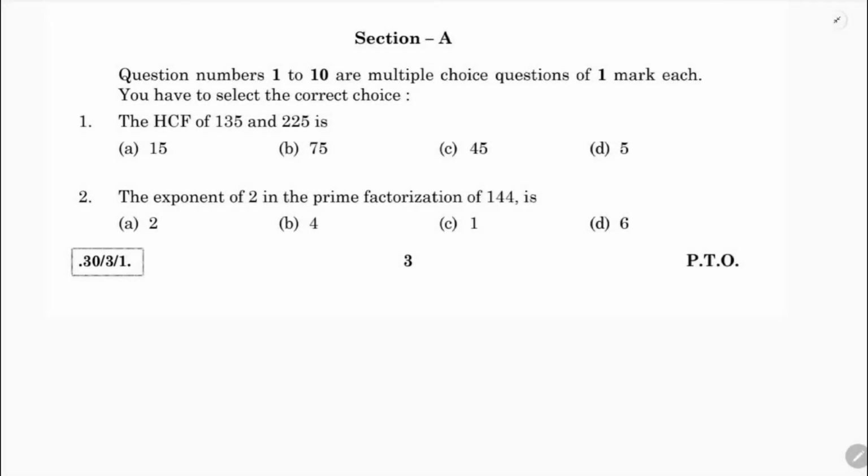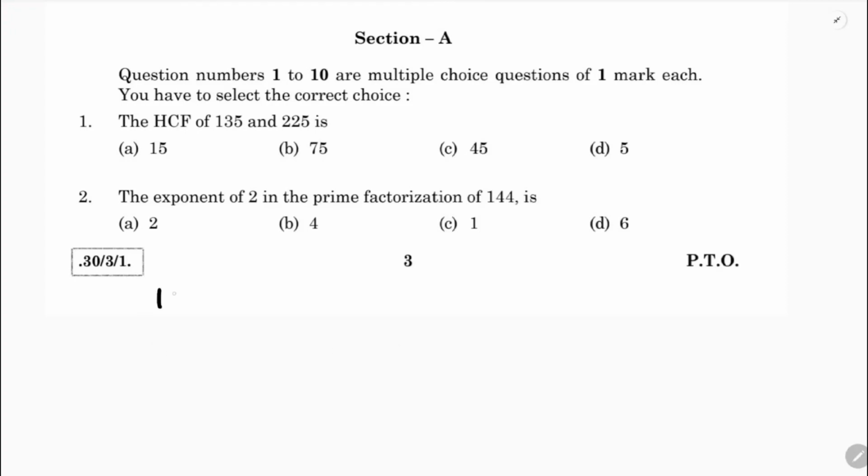In this video, I'll explain 10 multiple choice questions from the 2022 paper, Set-1. Code is 30/3/1. Here, the first question is the HCF of 135 and 225.